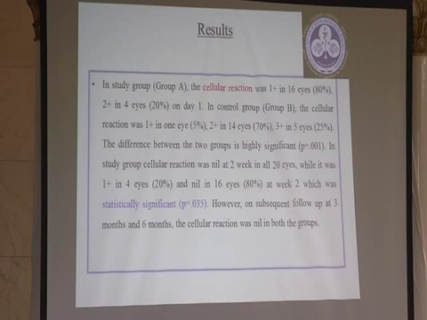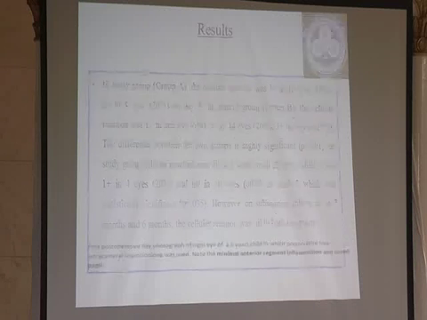Coming to the cellular reaction, we graded it based on the SUN classification. The reaction was 1 plus in 16 eyes and 2 plus in 4 eyes on day 1 in the study group. In the control group, the reaction was 1 plus in 1 eye, 2 plus in 14 eyes and 3 plus in 5 eyes. So the difference between the two groups was highly significant in the early post-op days. However, at 2 weeks, the reaction was nil in all eyes in the study group, while it was 1 plus in 4 eyes and nil in 16 eyes in the control group. At subsequent follow-ups at 3 months and 6 months, the reaction was nil in both groups.